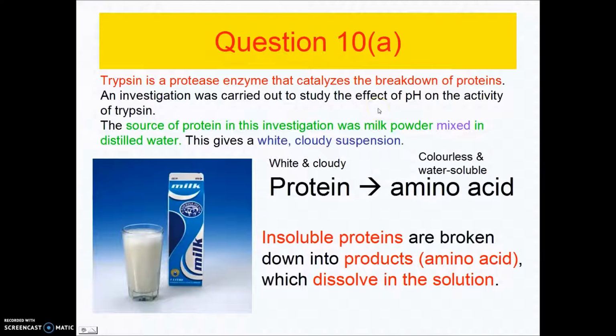Question 10 talks about another kind of protease, which catalyzes the breakdown of protein. The experiment prepares a protein by mixing milk powder with distilled water to get a white cloudy suspension, and then we add the protease to the suspension. If the enzyme can really work, it will change the protein from white and cloudy to colorless.